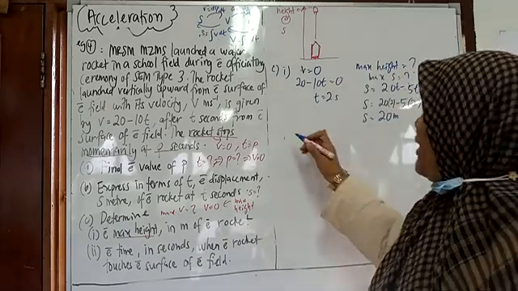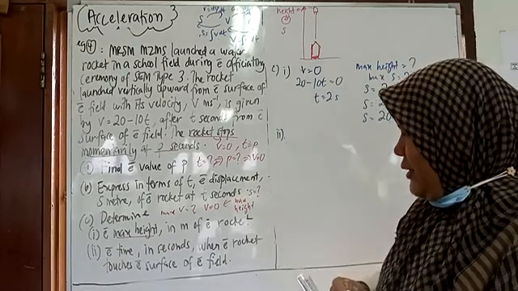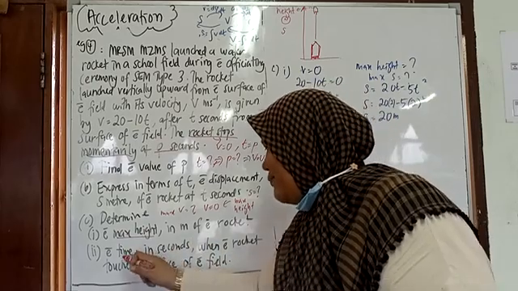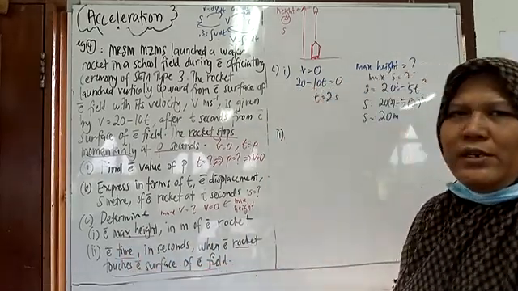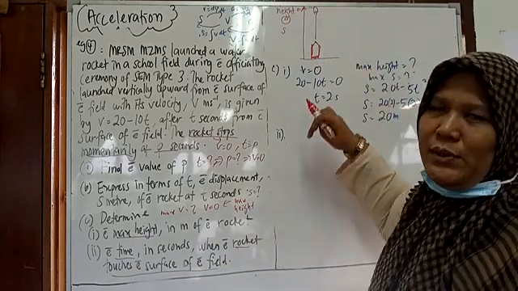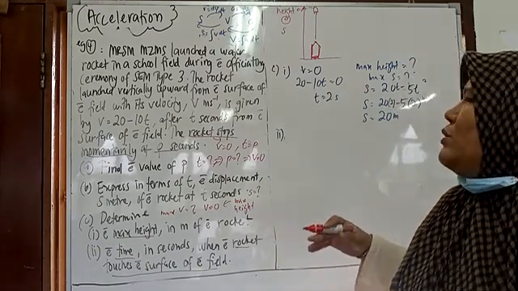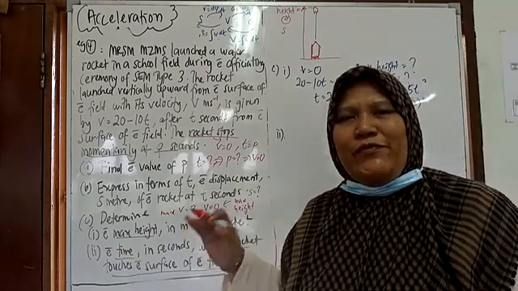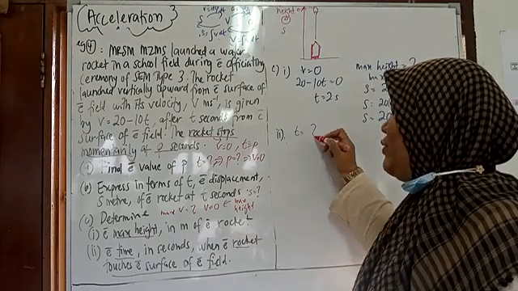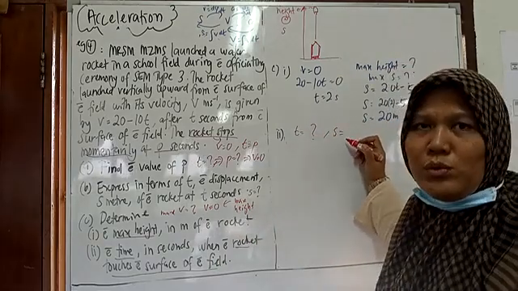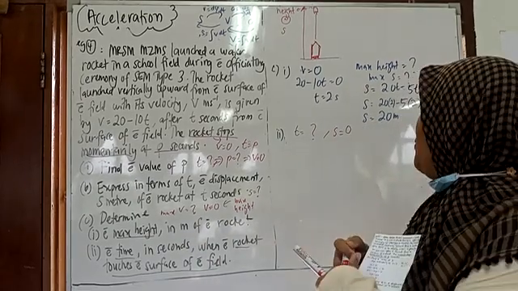Okay, so next, C2. What is the time when the rocket touches the surface of the field? So it comes back to the ground. Before, I told you that the ground will be the fixed point. So we are saying, what is the value of t when s is equal to 0?